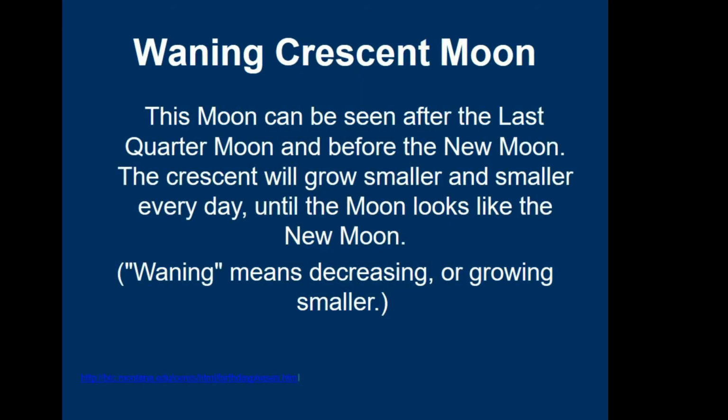Waning crescent moon. This moon can be seen after the last quarter moon and before the new moon. The crescent will grow smaller and smaller every day until the moon looks like the new moon. Waning means decreasing or growing smaller.